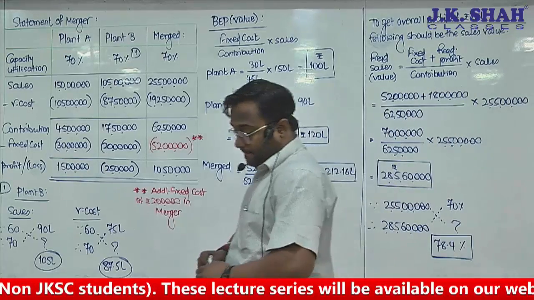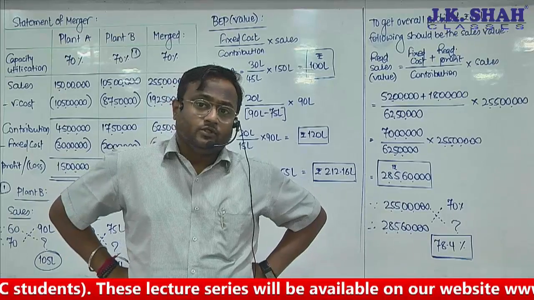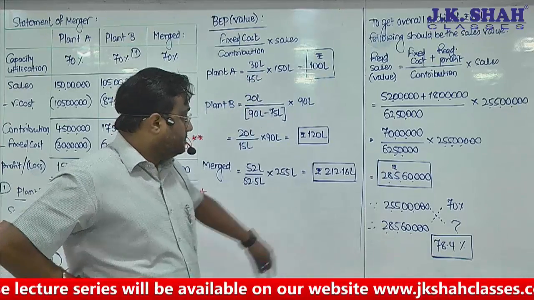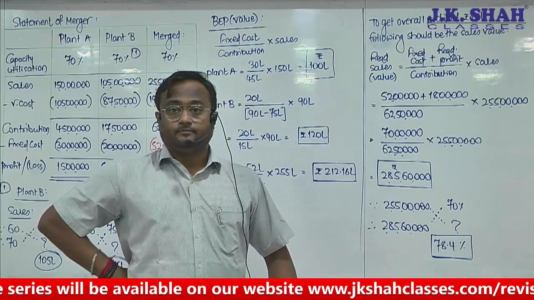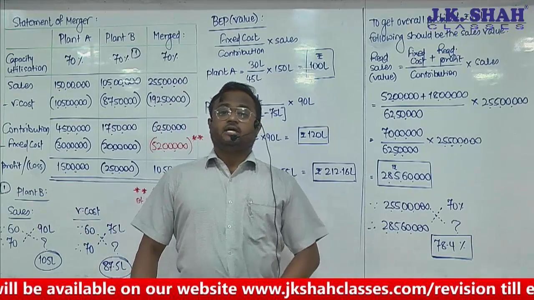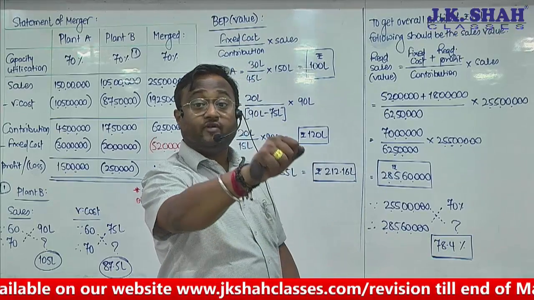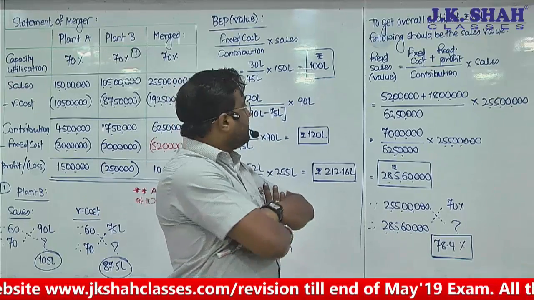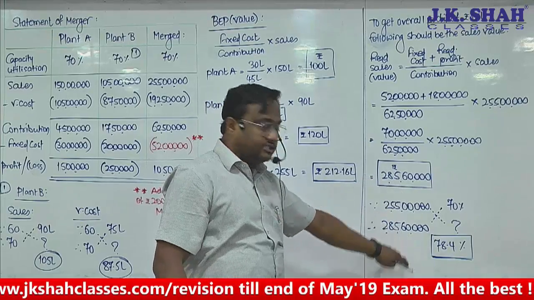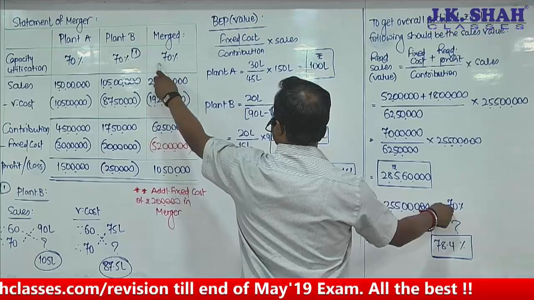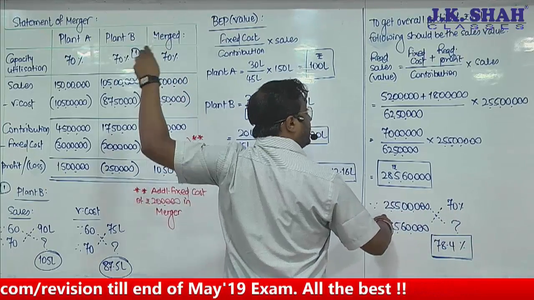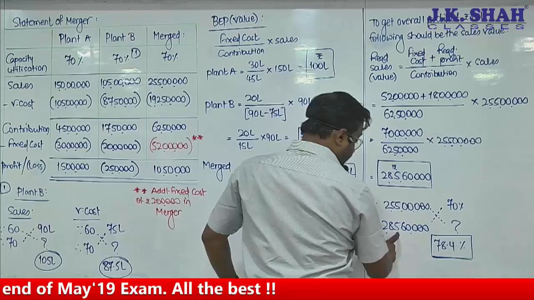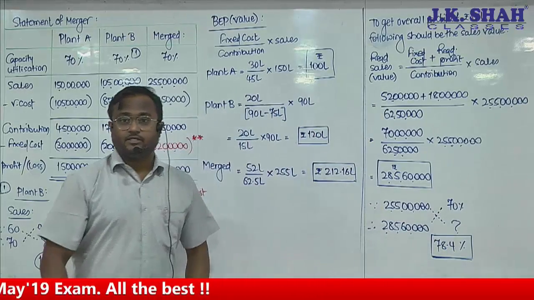Guys, understand one thing. If you stop at 2 crores 85 lakh 60,000, you will get 0. The question has not asked you required sales. The question has asked you to find out capacity utilization for the merged plant. So to get a profit of 18, you must earn this, and to earn this, you have to work at this level. Because at 70%, you are earning 2 crores 55. You want 18 lakhs to be earned from the merged plant. So at 70, it is 255. So if I want 285.60, how much should be the capacity utilization?